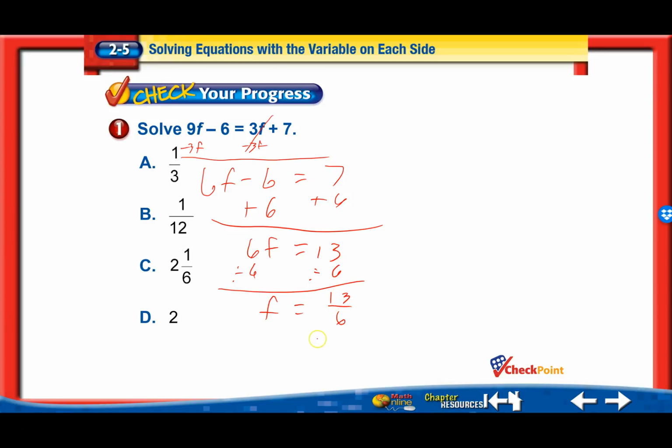Or I can do a mixed number of 2, because 12 would leave me with a remainder of 1 over 6. Probably the easiest way to do that would be to go 6 divided into 13. It'd go in here 2 times. 2 times 6 is 12. Leaves me with a remainder of 1. So that gives me 2 and 1/6. Quicker way to do that I should have probably shown you earlier.